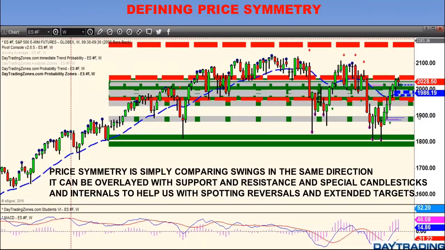Also look at symmetry. They touch once, they touch twice, they touch 3 times. Remember we talked about 3 times? Here, here, here, boom, head and shoulder. See? And you keep on looking at where around the zones they react.